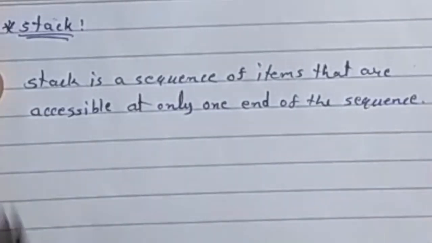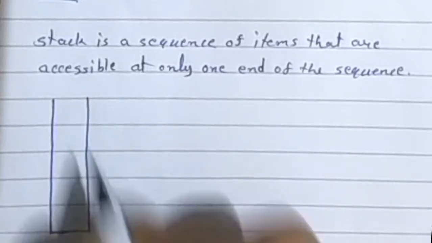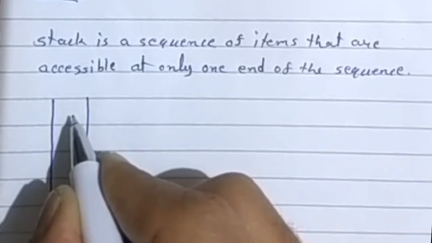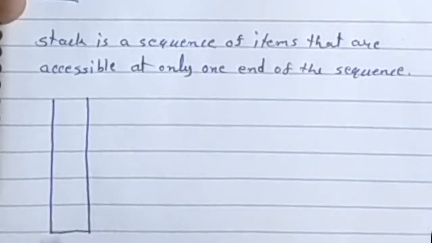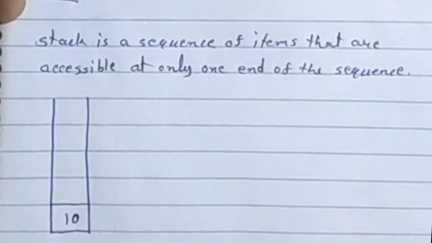So let's take an example. Suppose this is our stack. In this stack you can see one end is closed and one end is open. So all the operations will be performed through this open end. This end will not be used for any operation. For example, if you want to add one of the element, that element will be added from this end and will be added over here. For example, we are going to add element 10. So that will be added over here.